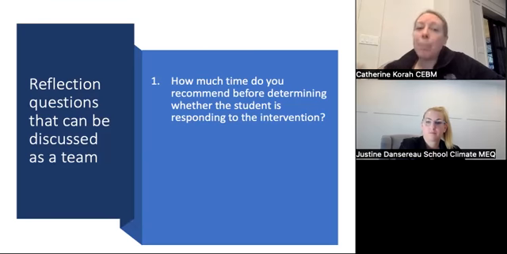And then if at that point, after having tried in rotation a few of these interventions, I would say that probably that would give you a good indicator that it is not working at this point, that the student is not responding. I don't know if there's anything else, Justine, you wanted to add for this point?